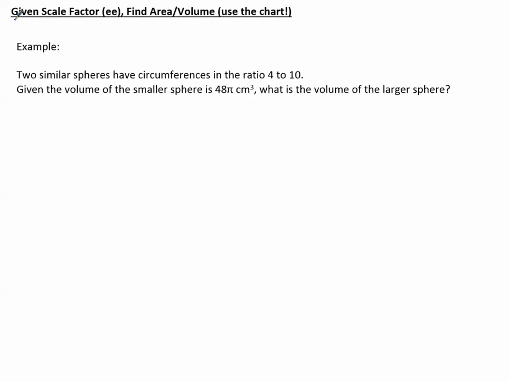Now let's talk about, given the scale factor, finding everything else, area and volume, using the chart. For example, two similar spheres have circumferences in the ratio 4 to 10. Remember, a ratio can be thought of as a fraction like that. Given the volume of the smaller sphere is 48 pi centimeters cubed, what is the volume of the larger sphere?